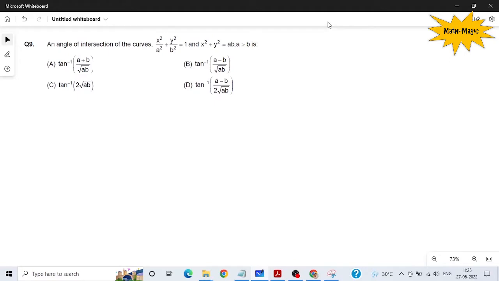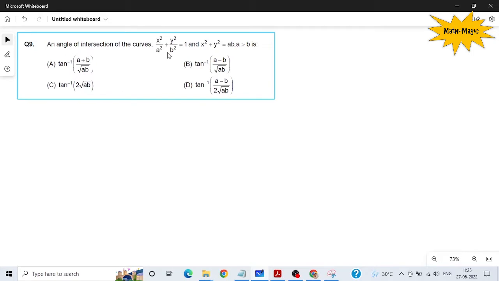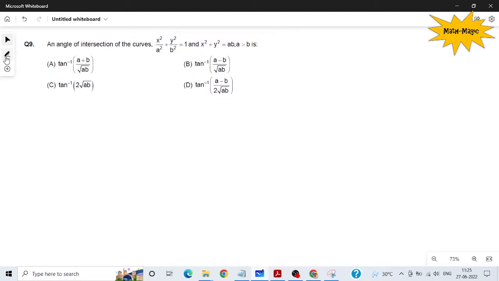Hi friends, let's solve this problem. Find the angle of intersection of the curves x²/a² + y²/b² = 1 and x² + y² = ab, where a is greater than b. We have to find the angle between the given curves, one of which is an ellipse and the other a circle.